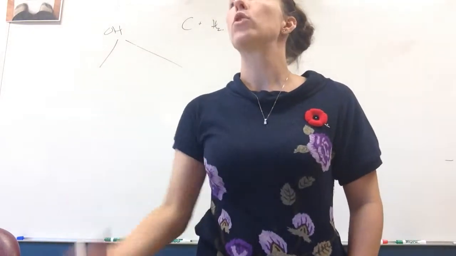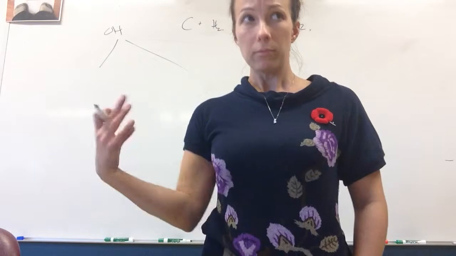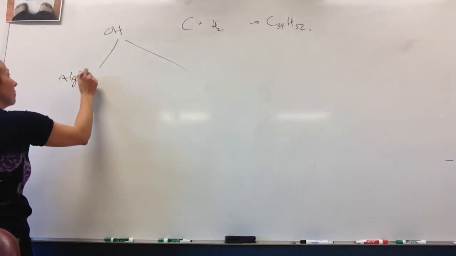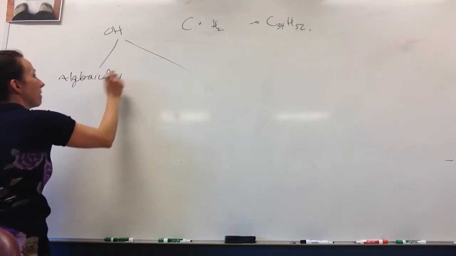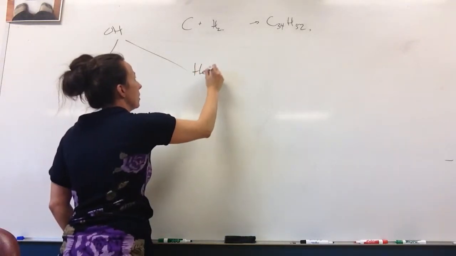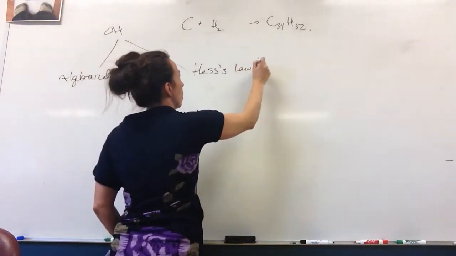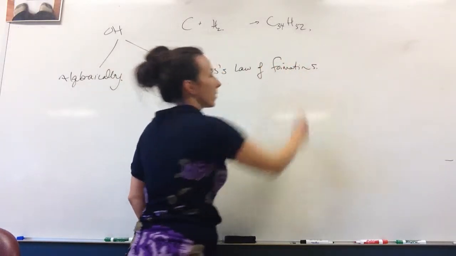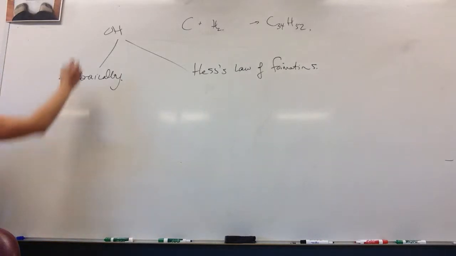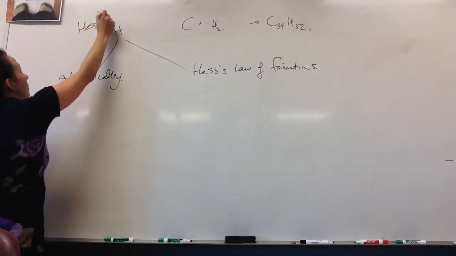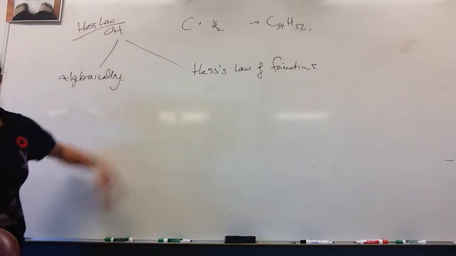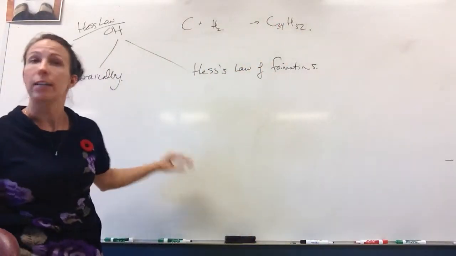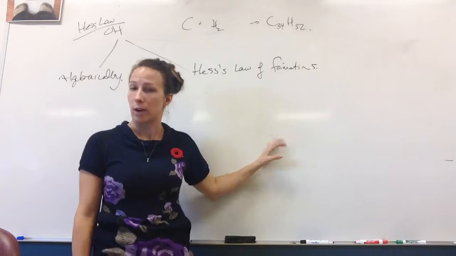So I've got to come up with two theoretical ways. One is algebraically, and the other one is called Hess's law of formations, or something like that. And it's all Hess's law, by the way. So Hess's law says if I can't do it directly in a calorimeter, I can do it indirectly. And here are two ways of doing things indirectly.